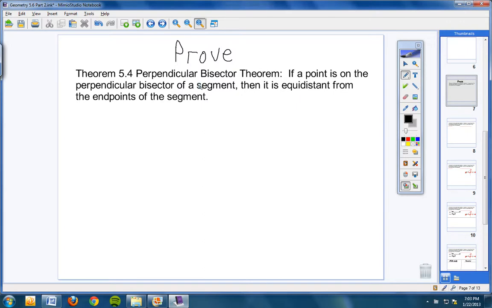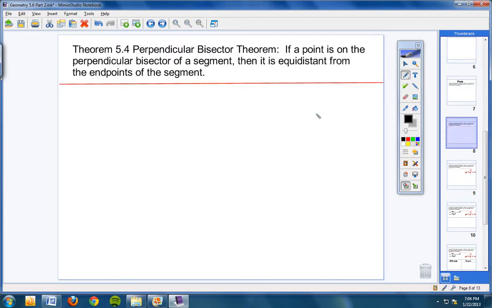Okay, so again, on the test I'm going to say prove Theorem 5.4. I'm going to do it for you now, so here we go. Whenever you are asked to prove a theorem, the first thing you do is you draw the diagram. So we have, it states, if a point is on the perpendicular bisector of a segment, then it is equidistant from the endpoints of the segment. So here's what you would do. The first thing you would want to do on your test on Friday is you would draw a segment like this, and then you would draw a perpendicular bisector. So go ahead and do that now, and you would draw a perpendicular bisector like this.